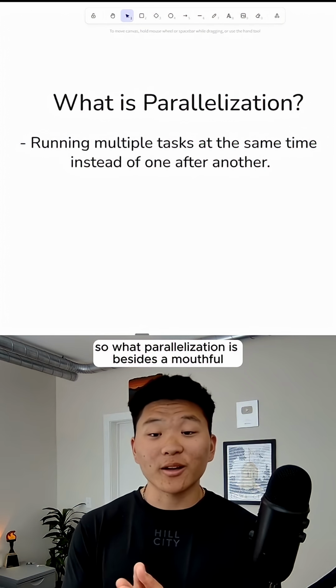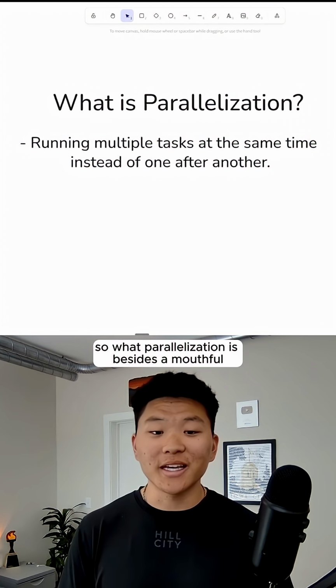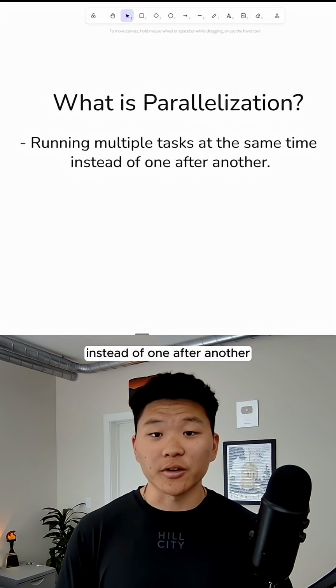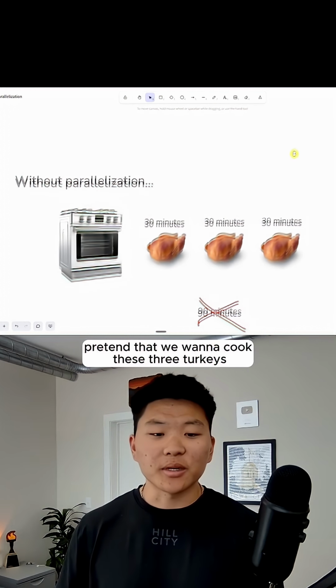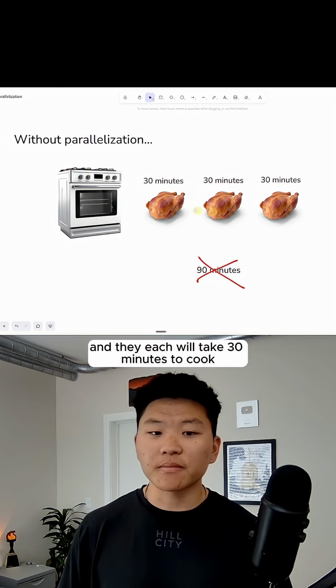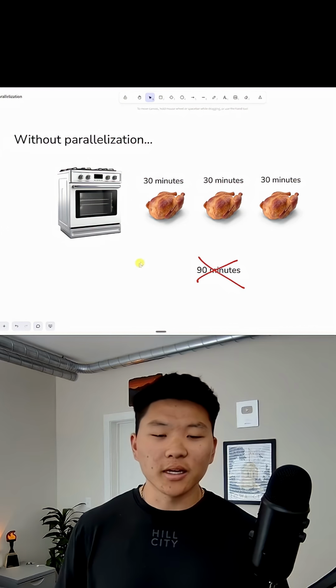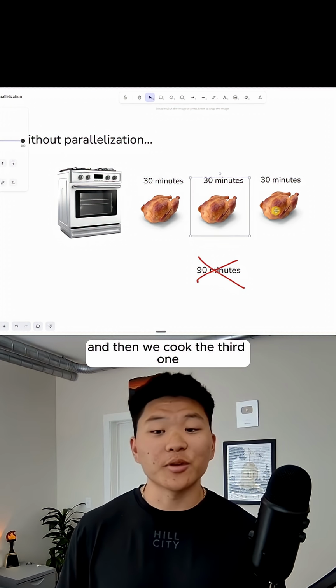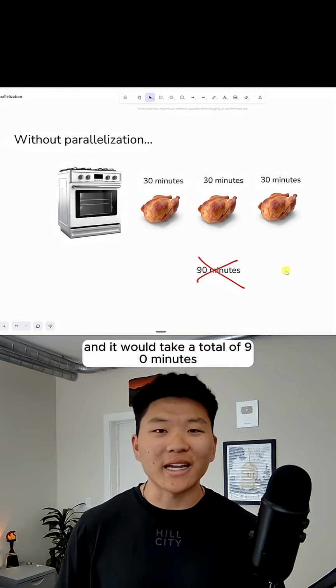Okay, so what parallelization is, besides a mouthful, is that you're running multiple tasks at the same time instead of one after another. And just in case it hasn't quite stuck yet, pretend that we want to cook these 3 turkeys and they each will take 30 minutes to cook, but we only have one oven to use. So without parallelization, we'd cook the first one, and then we'd cook the second one, and then we'd cook the third one, and it would take a total of 90 minutes.